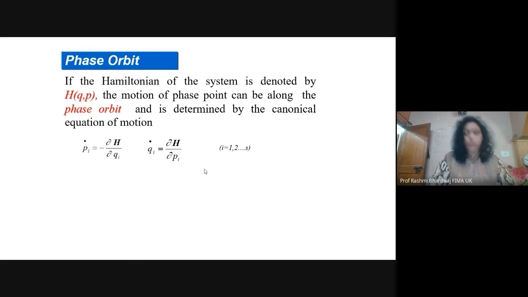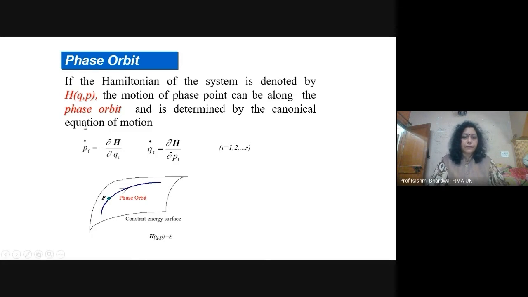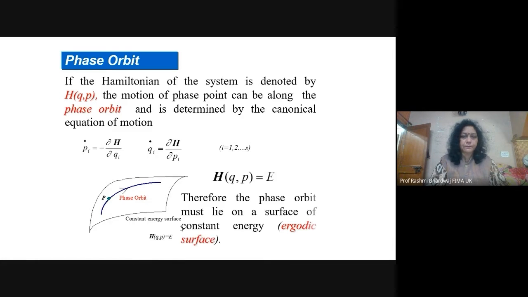And with this, we solved many examples of stability. And in fluid dynamics, we are frequently using this type of equations. And also in celestial mechanics, this is the base for finding the energy of any system. So suppose any curve is there, this is the phase orbit, and this is the point. So this is the energy surface which we obtained using the Hamiltonian function. And the Hamiltonian shows that the energy remains constant. So your Hamiltonian function H(Q,P) always remains equal to E. Therefore, the phase orbit must lie on a surface of constant energy, which is also known as an ergodic surface.